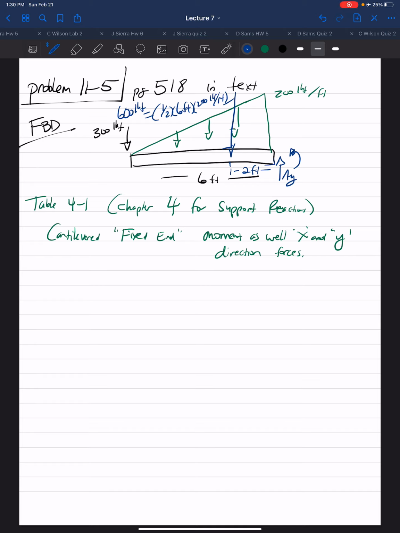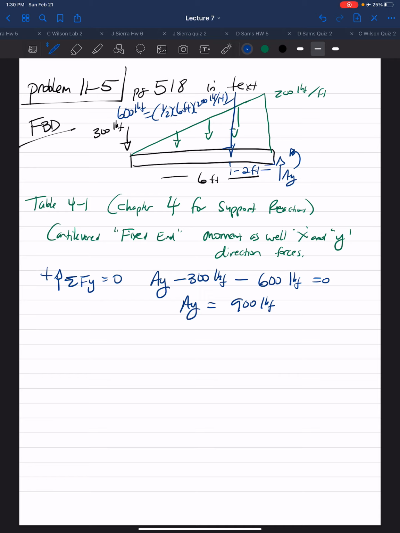So sum of the forces in the Y direction for the support reactions, you have your AY minus your 300-pound force minus your resultant of the triangular loading, which is 600-pound force, equals 0. Your AY is 900-pound force.